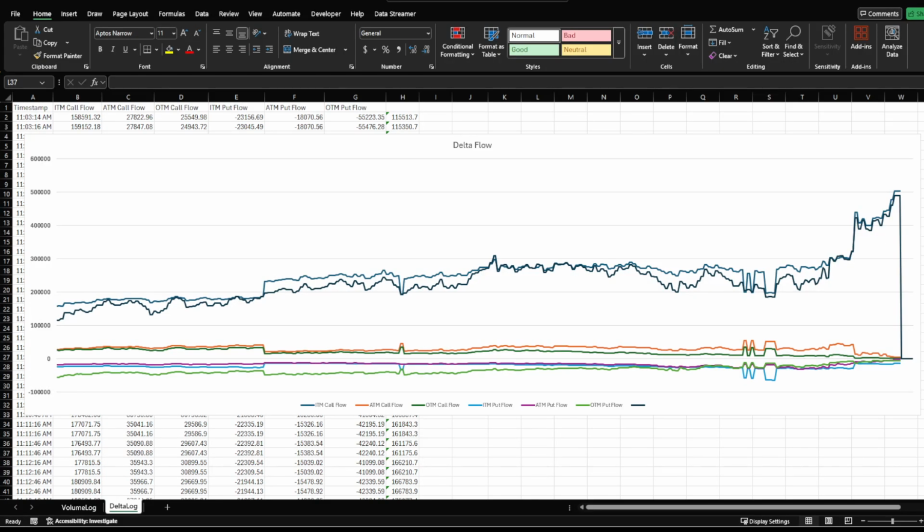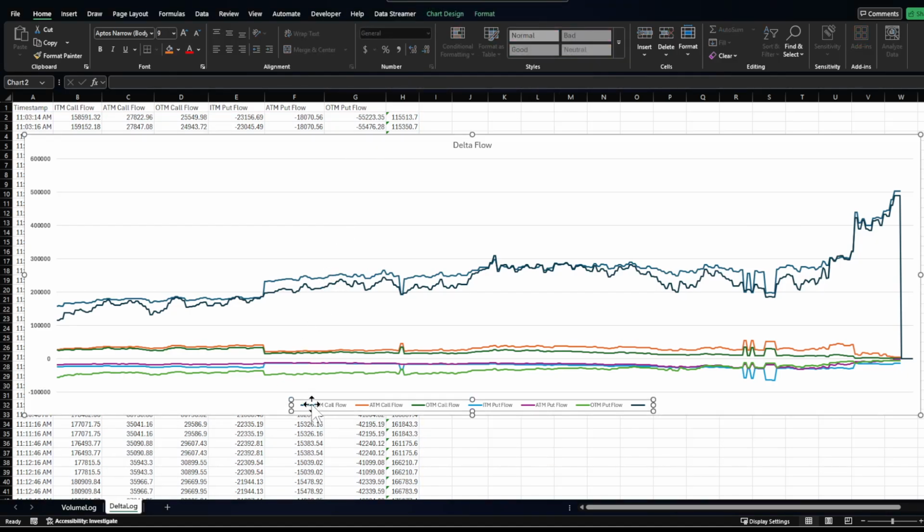What's going on, y'all? Wanted to make this video to share this cool little chart that I've been utilizing lately. And it's essentially going to show a graphic of the total delta value for in the money calls, right? Which I have here on the little legend at the bottom.